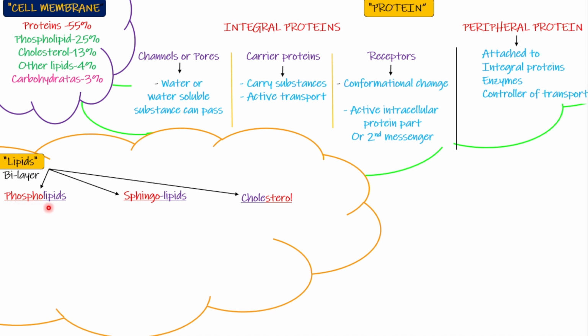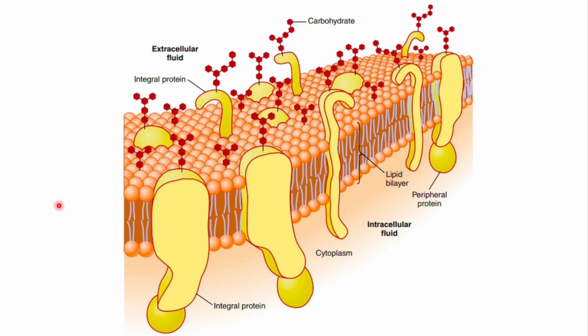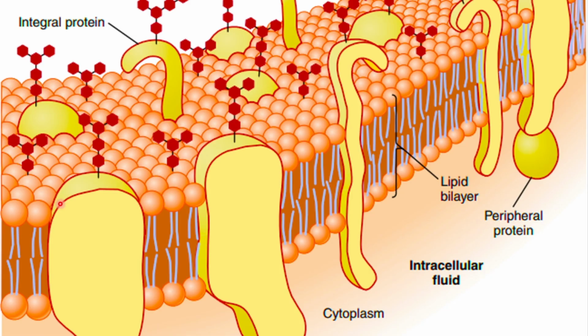One is the phospholipid, the famous phospholipid, which will make the lipid bilayer. Then we have sphingolipids, and then we have cholesterol. Now phospholipids, as the name says, are made from phosphate and lipids. Now let's see this diagram. Let's zoom in. This is the lipid bilayer as labeled here.